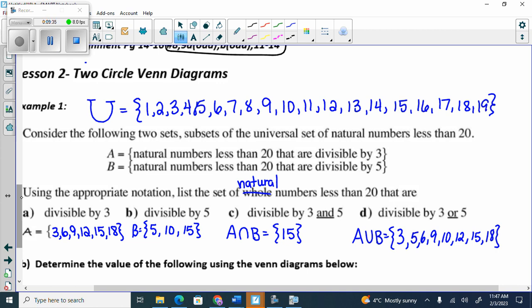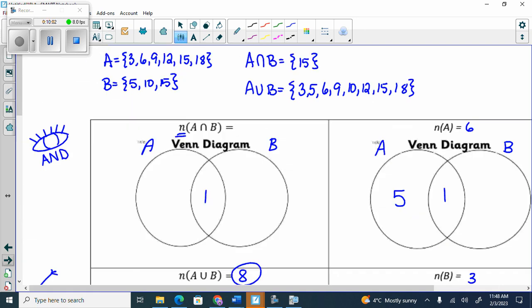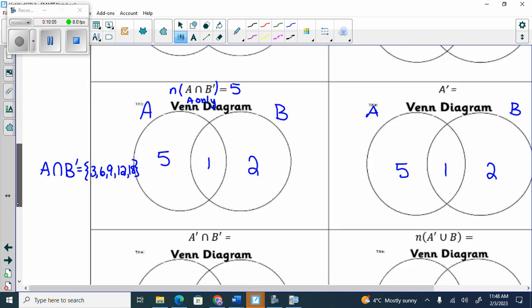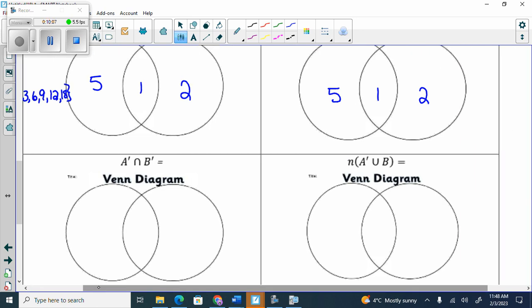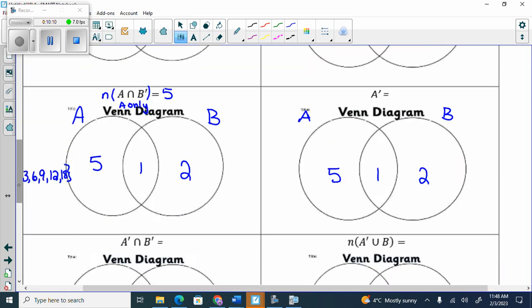Correct? In A or B, I have 3, 5, 6, 9, 10, 12, 15, and 18, which is how many? 1, 2, 3, 4, 5, 6, 7, 8. Correct? I have 8 of them. How many are in the universal set? There's 19, correct? In the universal set? There are 8 in OR. So there are 8 in the snowman. We agree to that. So how many are outside? How many numbers are outside? 11.